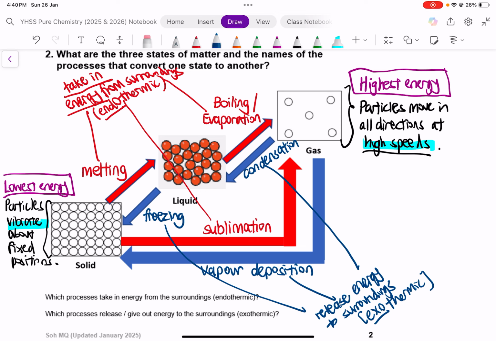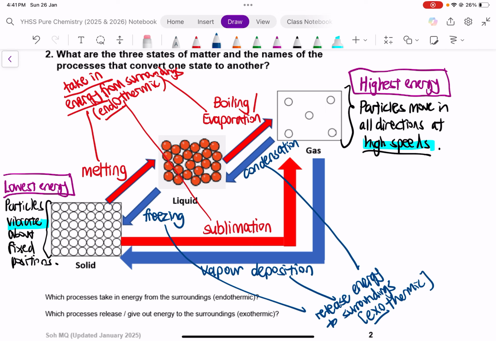So not only should you learn the names of the processes, you need to also learn how to relate the energy of each state to the movement of particles, as well as state which processes involve taking in energy from the surroundings and which processes involve giving out energy to the surroundings. So this is basically a recap of what you have learned in Sec 1 under particulate model of matter.